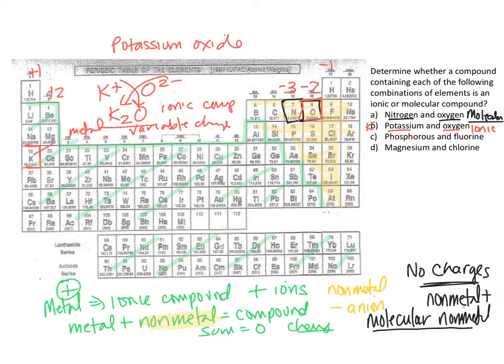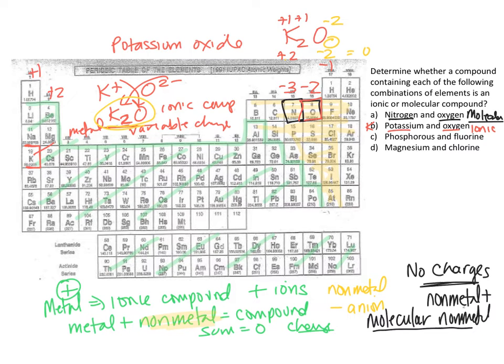And when you do this crisscross, it'll sum to 0 because the subscript in K2O means that there's 2 of these. So it's a +1 and another +1. So that's a +2. And on the nonmetal side, you have a -2, and there's nothing there, so that's assumed 1, and so that's a -2, and then a +2 and a -2 equals 0. So when you do this crisscross for your ionic compounds and that becomes your subscripts, it works out to sum to 0.